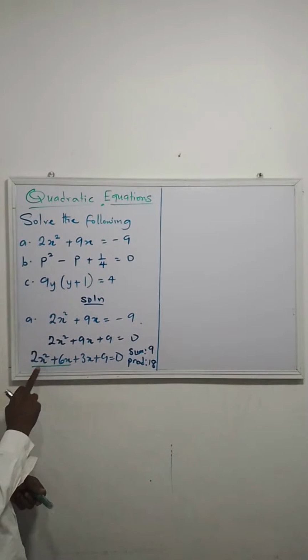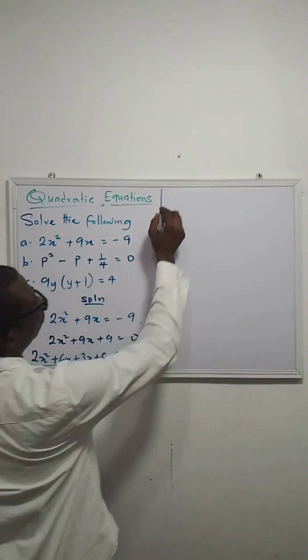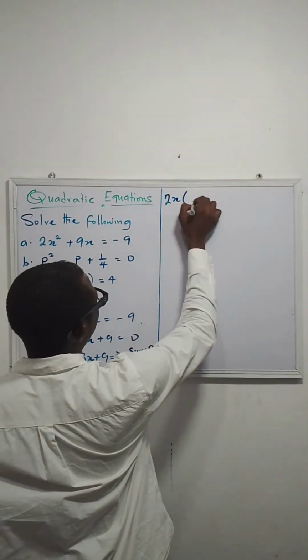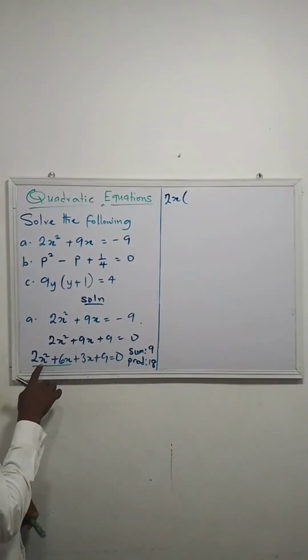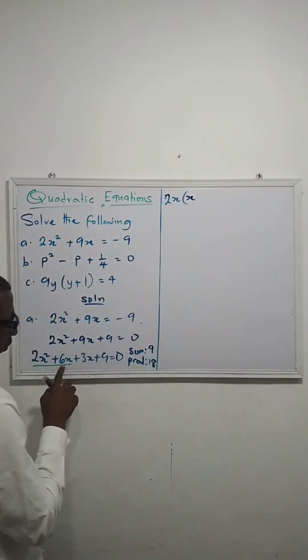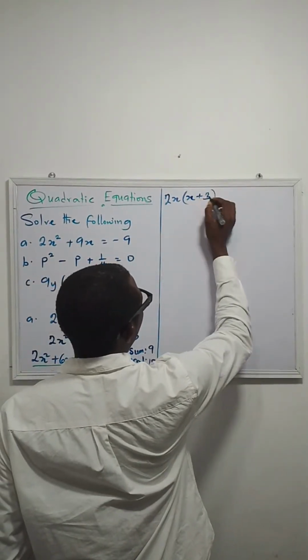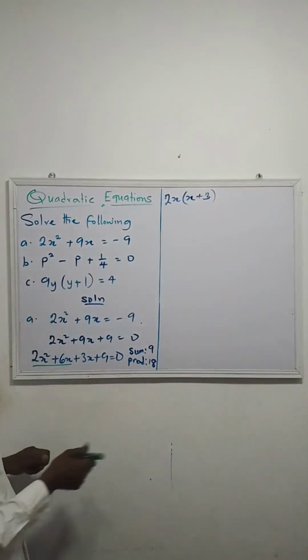So what are the two terms? We have 2x squared and 6x. 2 can go here, 2 can go here, x can go here, and x can also completely go here. So that is 2x. So 2x is the GCD. Now when you divide 2x squared by 2x, you're left with x. And 6x divided by 2x, we have plus 3. Okay, so now let's look at the next one.